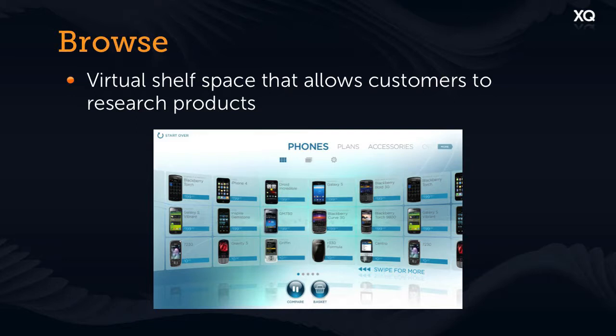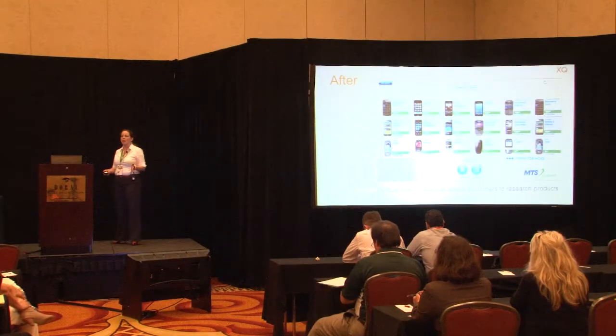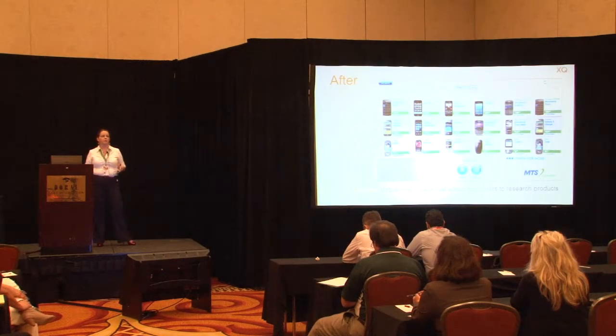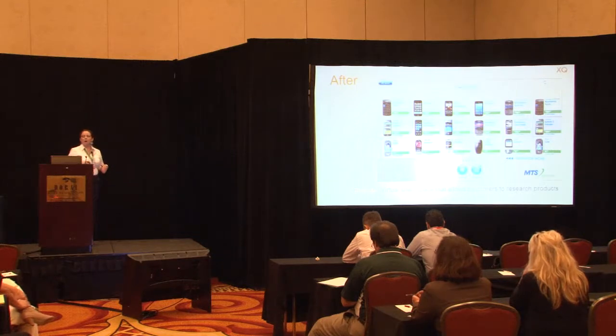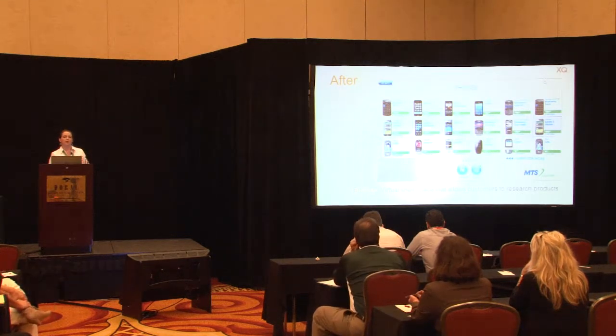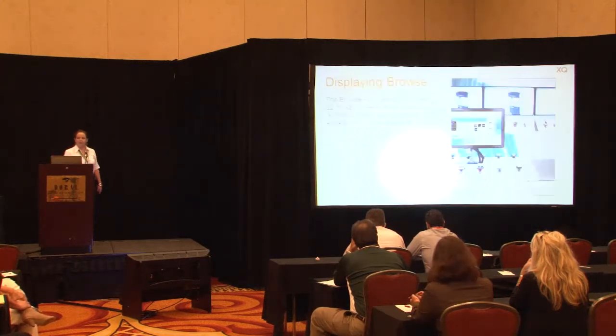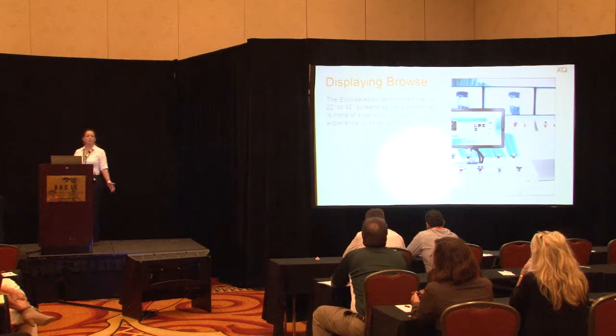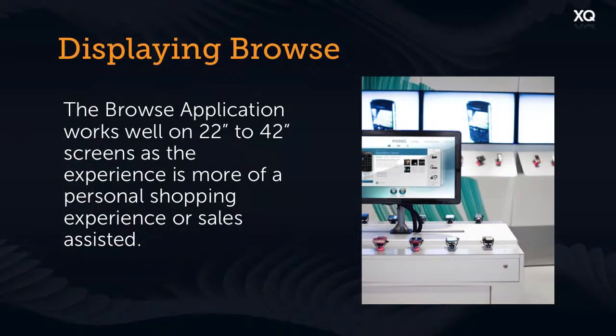So the idea here is not to replace the customer sales rep, but to use this as a tool for the customer sales rep to really educate that customer. It's putting the information at the sales steps, leading them to have that accurate information right there at their fingertips. So displaying Browse: Browse works well on either a 22 or a 42-inch screen, as the experience can be a little bit more personal. Imagine a 22-inch, just a much more personal experience.